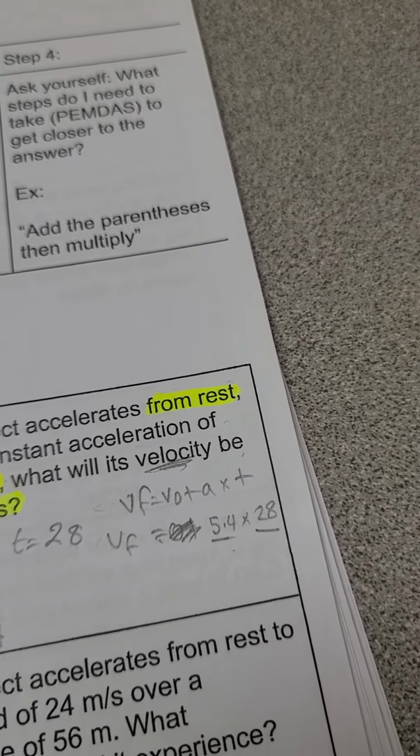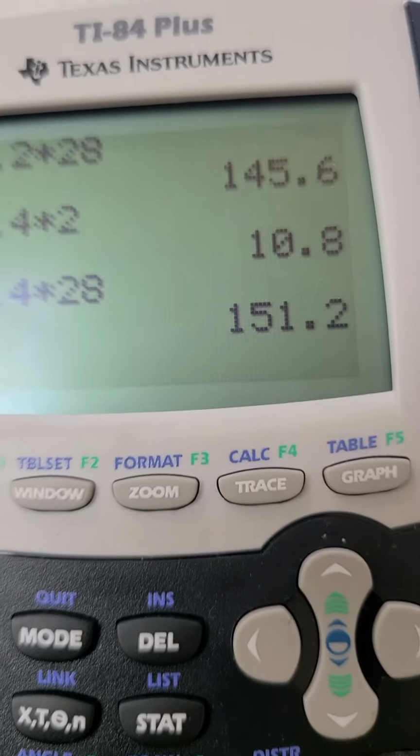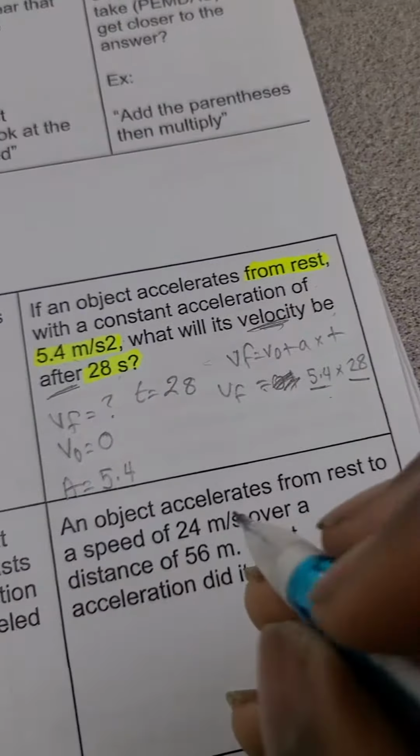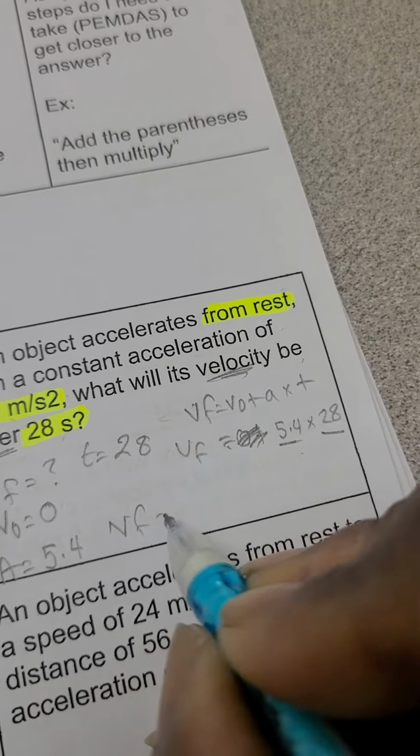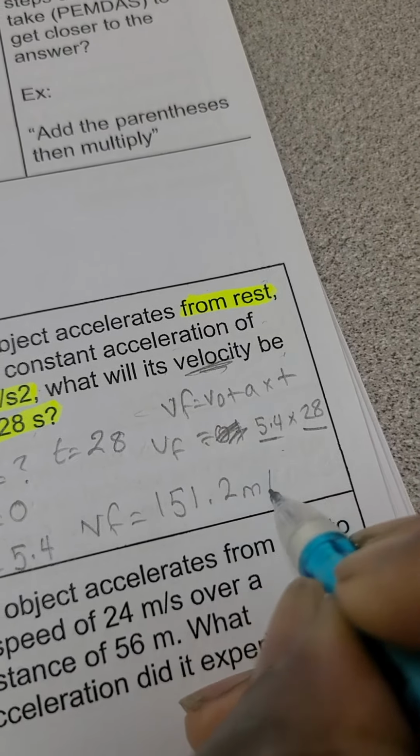5.4 times 28 will give you 151.2. So therefore, the final velocity in this problem is 151.2 meters per second.